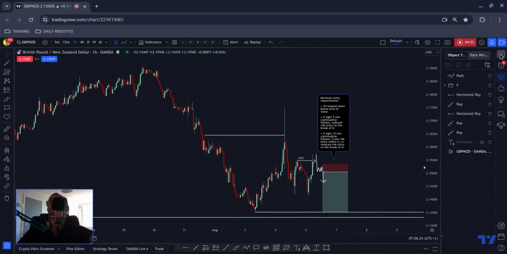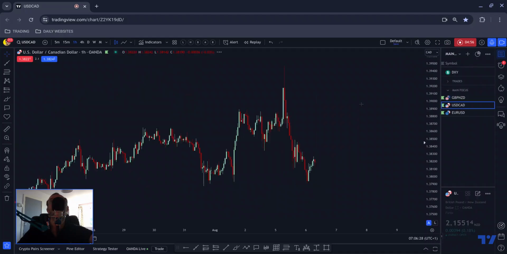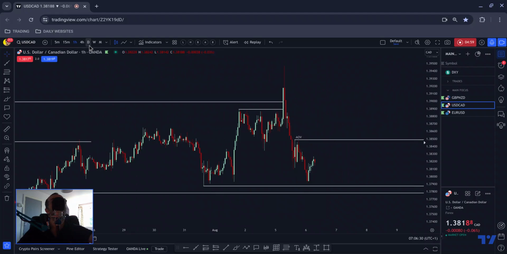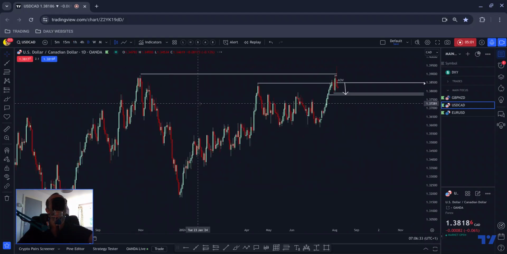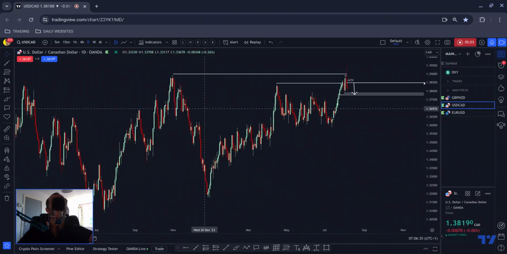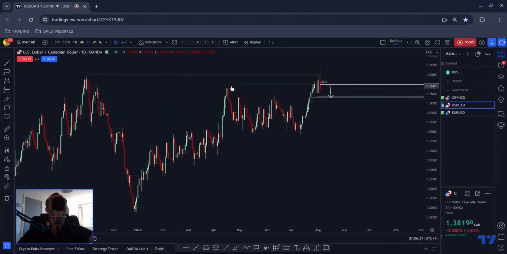Okay, so next up, just save that quickly, next up is dollar CAD. Okay, so this I think is a little less likely to be ready by the end of the day, but we shall see. So we have this high here. Okay, we near miss to it.